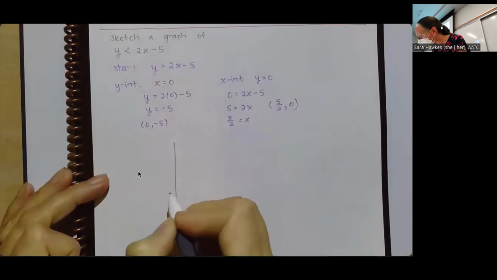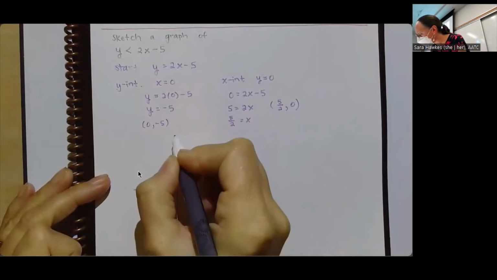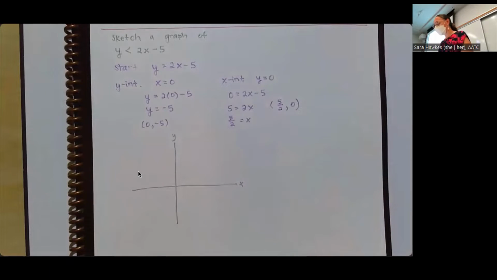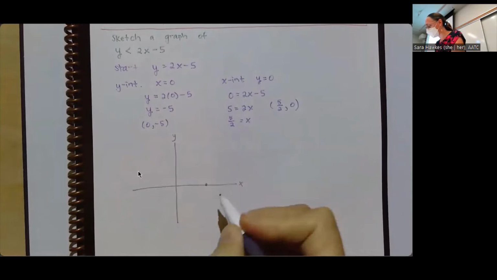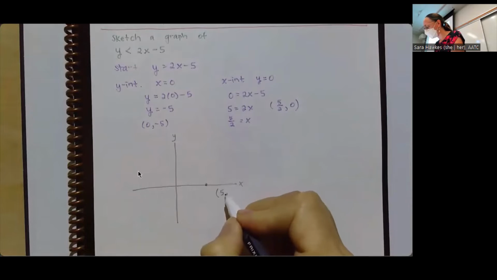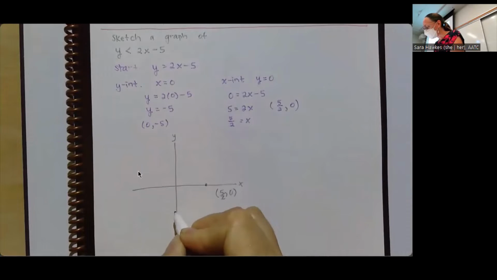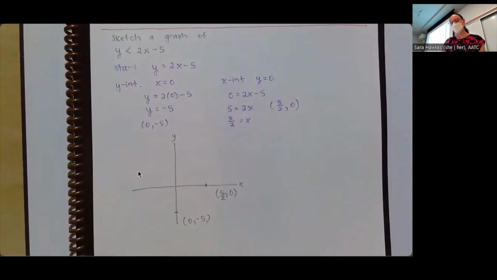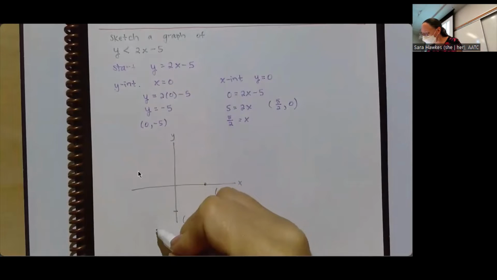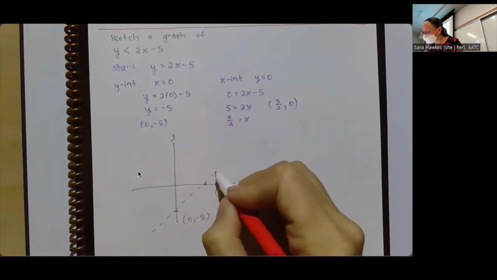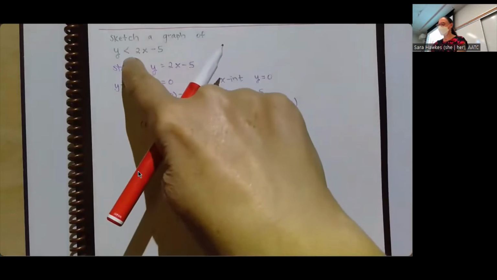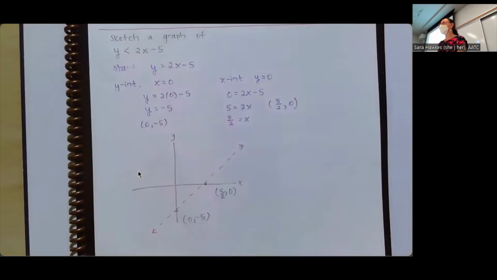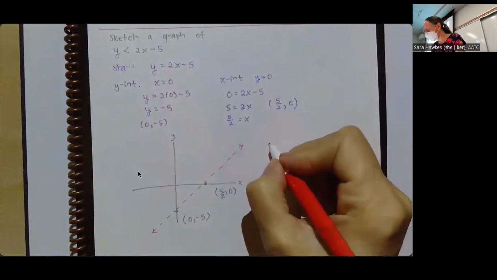What that's going to look like, I've got my x-axis and my y-axis, and I'm going to put those coordinates on. So 5 halves, 0. I'm just going to label something as 5 halves, 0. And label this one as 0, negative 5. And then when I draw the line, I'm going to draw it in as a dashed line. And that's what indicates that we've got that strict inequality and it doesn't have the or equal to.